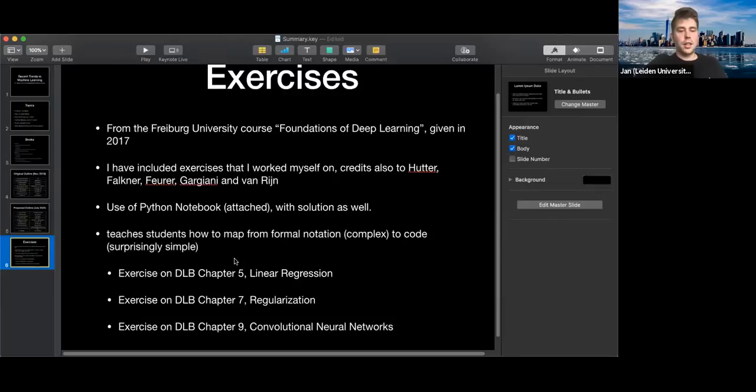So what do you think? Maybe it's good to have a look at the exercises, and I would also be very interested to have some feedback if this is useful.